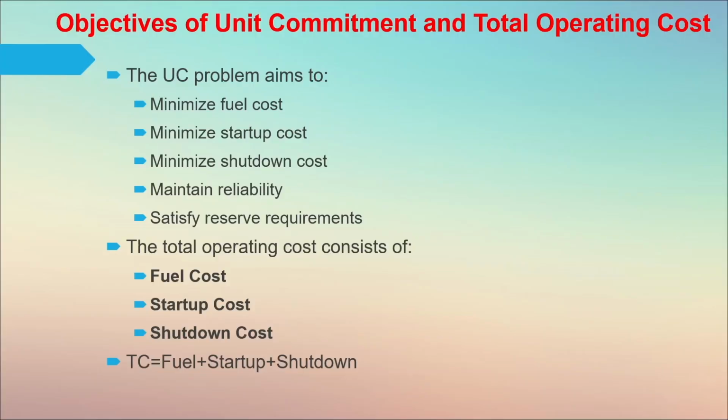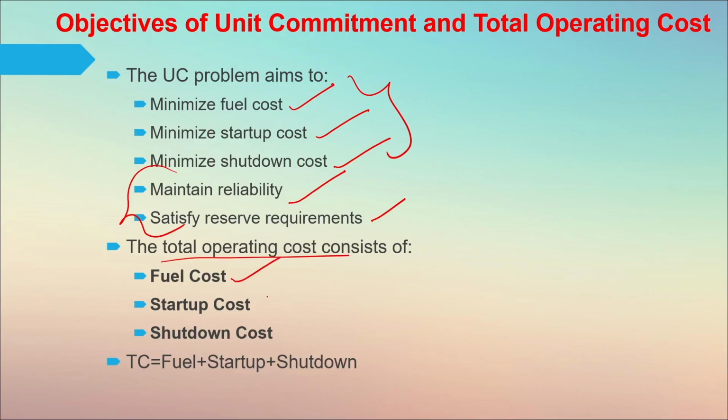Objectives of unit commitment and total operating cost. The unit commitment problem aims, as I said earlier, to minimize the fuel cost, minimize the startup cost, minimize the shutdown cost, and maintain reliability and safety. These two are qualitative objectives and these three are quantitative objectives. In general, for defining the mathematical function for the unit commitment problem, the total operating cost involves fuel cost, startup cost, and shutdown cost, and this cost should be minimized. This is the objective function.